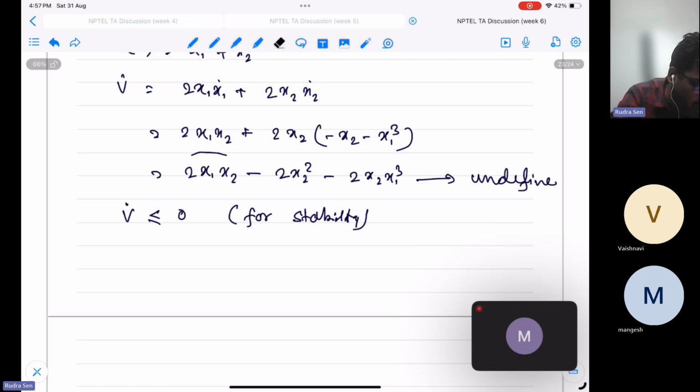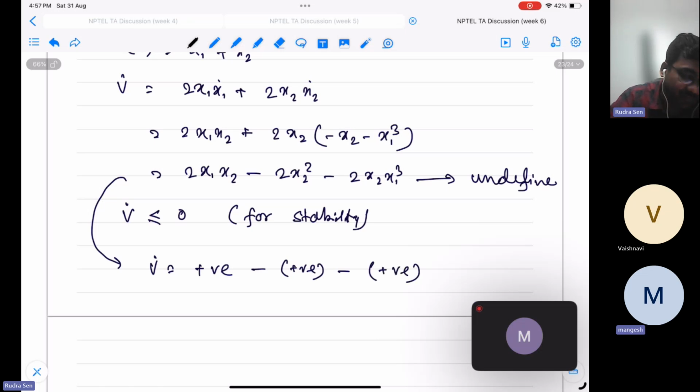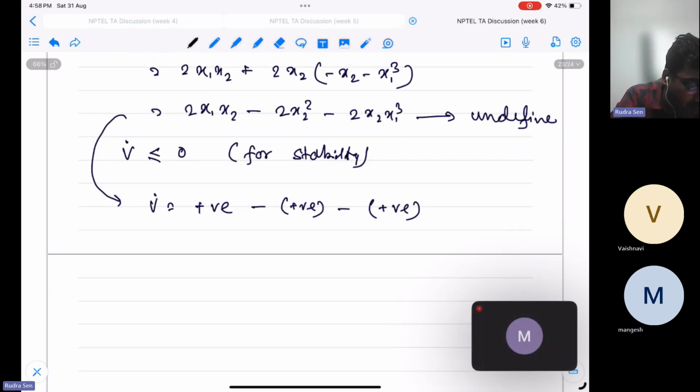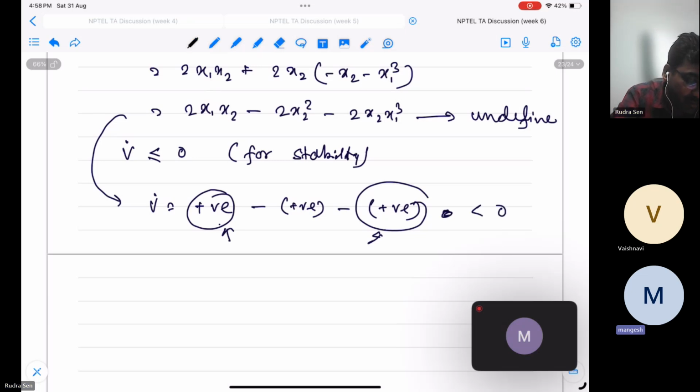Let's say I'm taking x1 and x2 both positive. That means this term is a positive term, this term is also a positive term, and this term is also a positive term, right? So all these three terms are positive. Now, how can you say that this term is less than this term? If this term is less than this term, then this is less than 0, that means the system is stable.